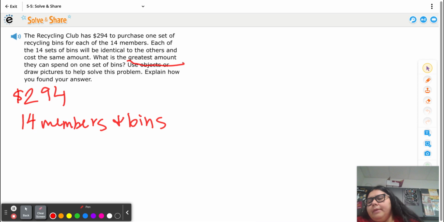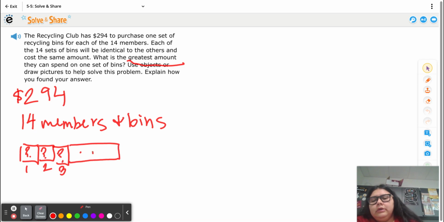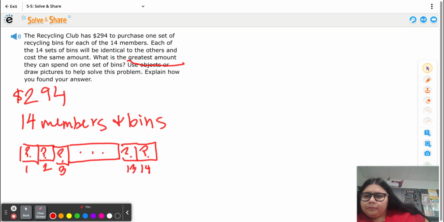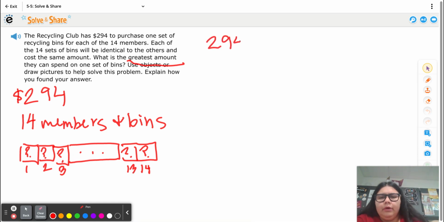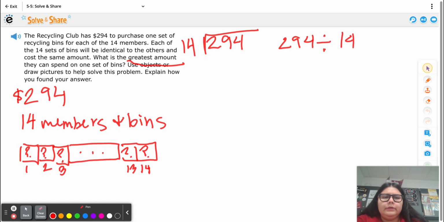So I'm picturing that I basically have a bin here, and I don't know how much that costs. A bin here, I don't know how much that costs. And I'm going to have 14 of these, which I don't want to draw out, so I'm going to use my ellipses to fill that in. And then I'll do 14 and 13. Since I don't know how much is on each, I'm going to have to do 294 divided by 14. So I can write it like that, or I could write it like this.